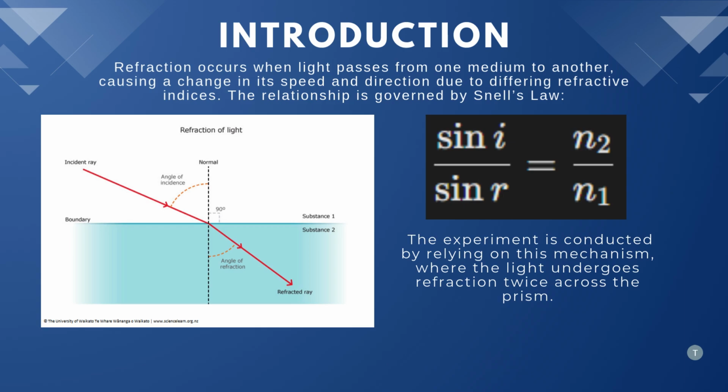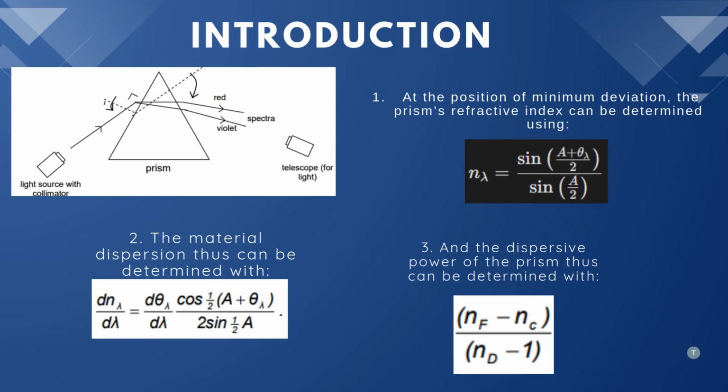As for introduction, this experiment exploits the idea of refraction. Refraction occurs when light passes from one medium to another, causing a change in its speed and direction due to differing refractive indices. The relationship is governed by Snell's law. This experiment is conducted by relying on this mechanics where the light undergoes refraction twice across the prism. These are the formula needed to calculate the necessary quantity in this experiment.